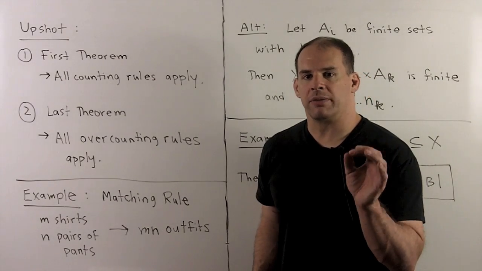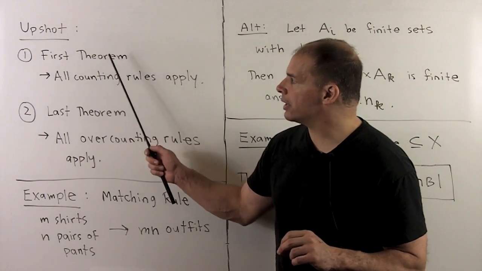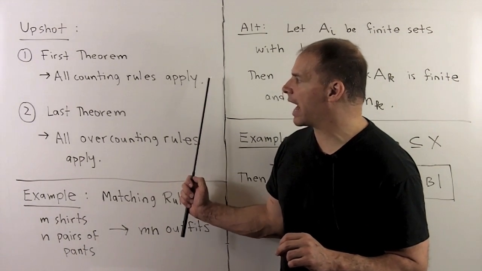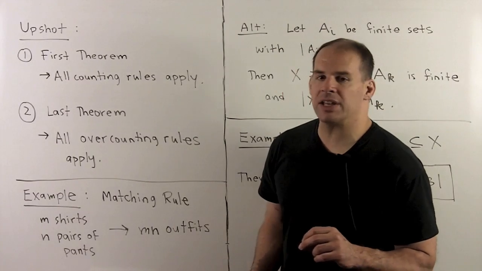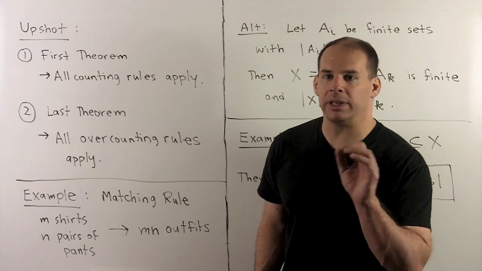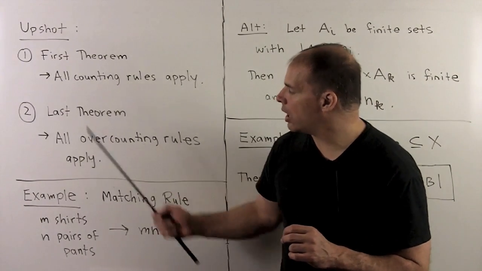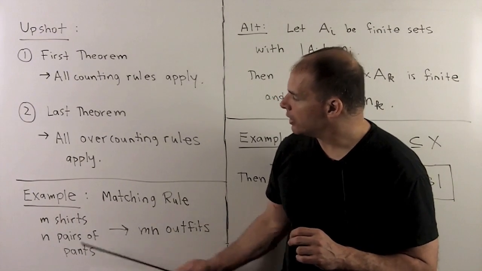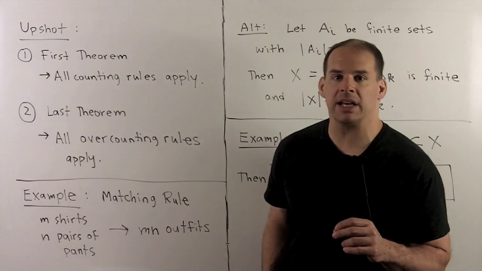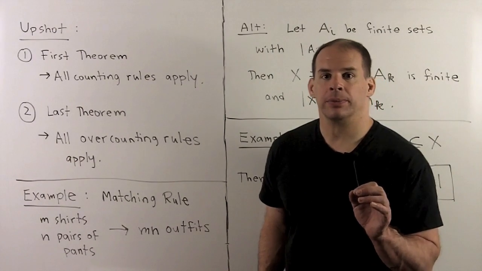Now, the upshot of our 2 theorems is that we can count as usual. The first theorem says all counting rules that we have apply. The second theorem says all of our overcounting rules apply. I'll explain that when we get to its example. Now, for an example of 1, we have the matching rule. So if m shirts, n pairs of pants, then we have m times n outfits.